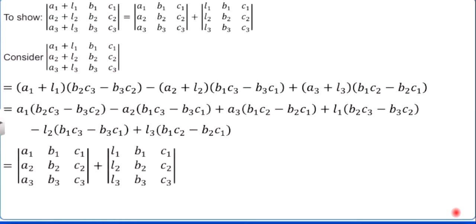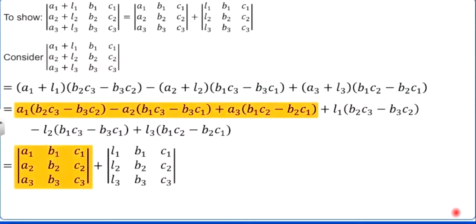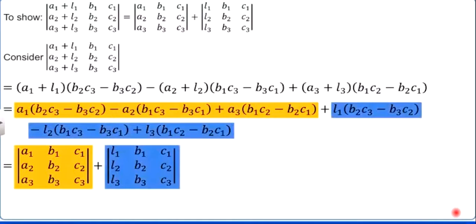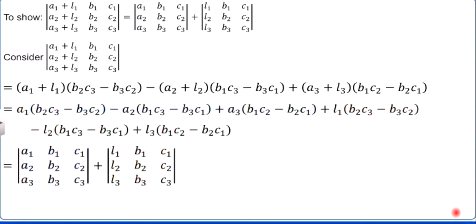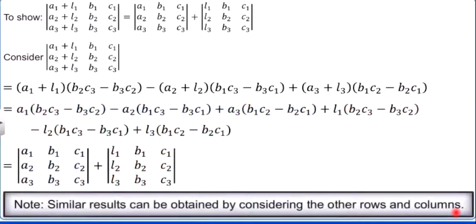Observe that the first three terms are the expansion of the first determinant along the first column, and the last three terms are the expansion of the second determinant along the first column. This is the required right-hand side. Note that similar results can be obtained by considering the other rows and columns.